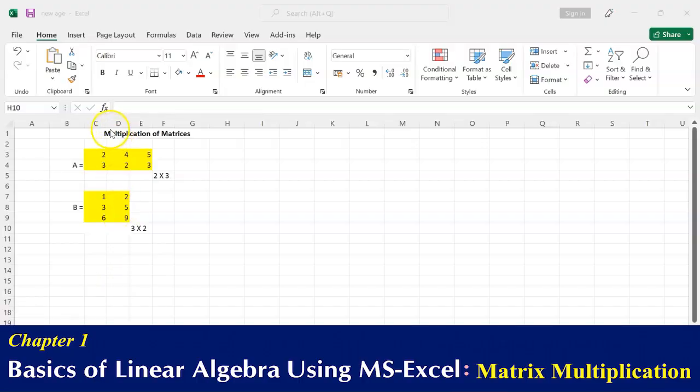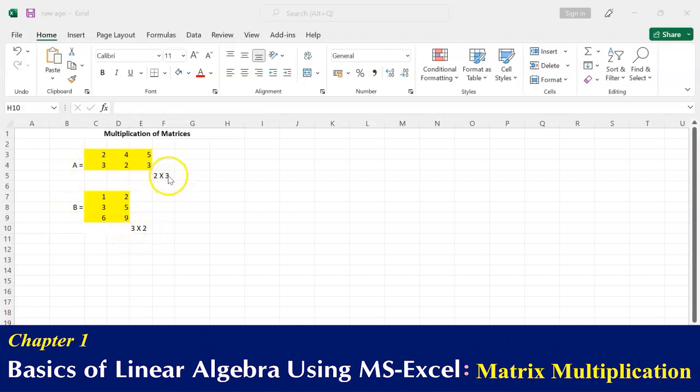Multiplication of two matrices using MS Excel function MMULT, figure 1.7. A. First check the dimensions of the matrices. The number of columns of the first matrix should be equal to the number of rows of the second matrix. A is 2 by 3 and B is 3 by 2.